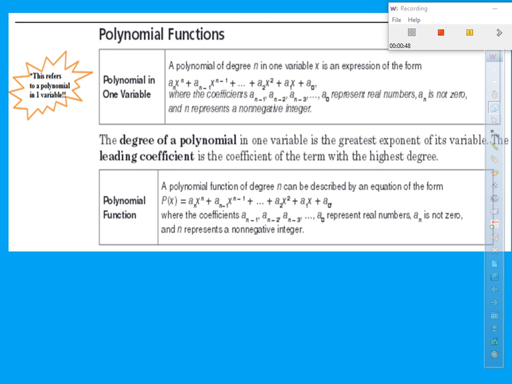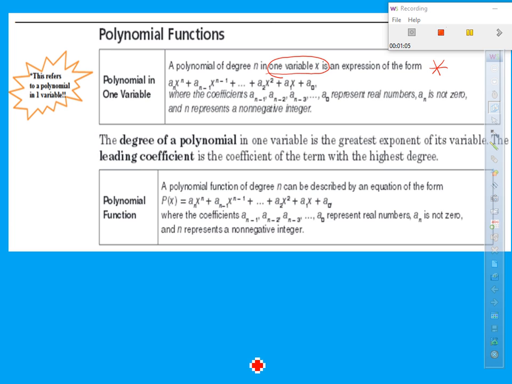There's a lot of information there, but I want to point out two things. I want to point out this statement right there, a polynomial of degree n in one variable. Guys, for us to talk about a polynomial in one variable, you only get to see one variable. Whether it be an x, a y, or an a, you just can't see multiple variables like we've seen before.